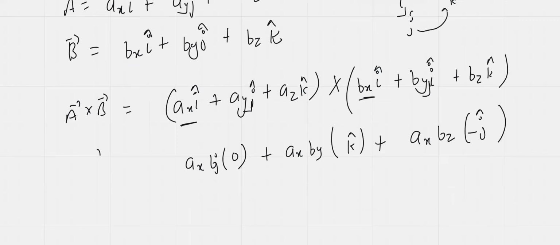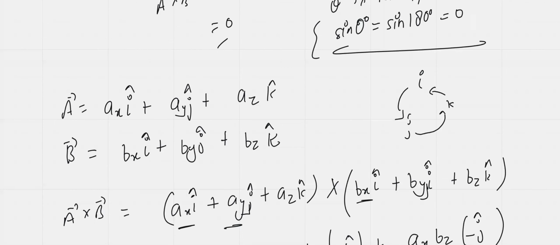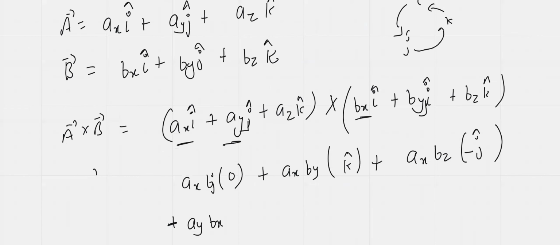All right, let's start for this. I'll add a plus sign because I'm starting with this. What is that? ay, go with bx. What are you doing? j cross i. Again a reverse, so you will put minus. Clear?